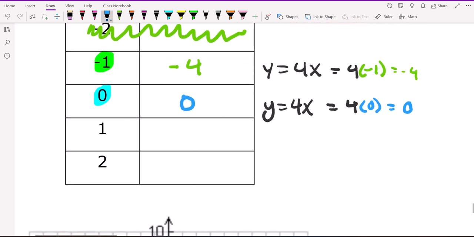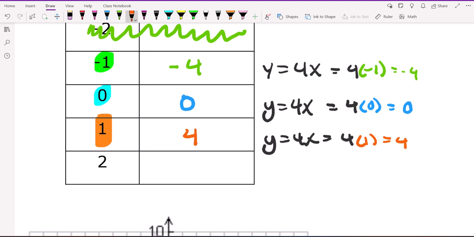Okay? Now we're going to do it again, and we're going to make a prediction. Looking at the pattern, how much is it going up by each time in the y? 4. For every 1 increase in x, we notice a 4 increase in y. So we should expect this to be a 4. But using our calculation, y is equal to 4x, 4 times 1, we get 4. Right?